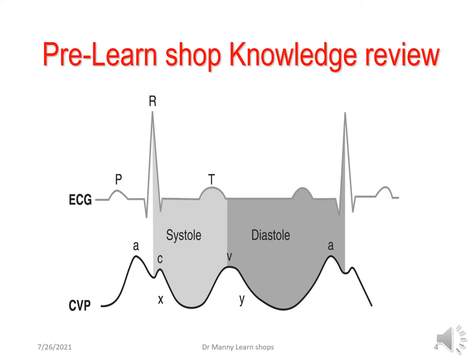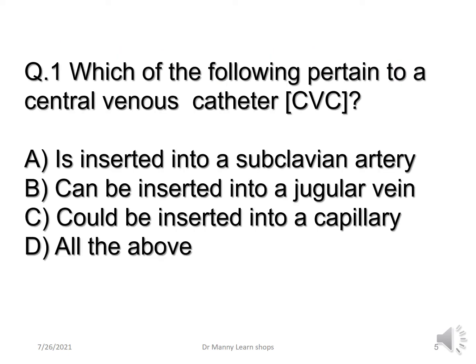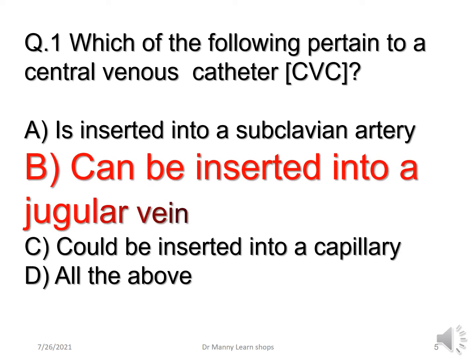So, the pre-Learn Shop knowledge review is as follows. Which of the following pertain to a central venous catheter? A, it can be inserted into a subclavian artery, B, it can be inserted into a jugular vein, C, it could be inserted into a capillary, or D, is it all of the above? The correct answer is, it can be inserted into a jugular vein.